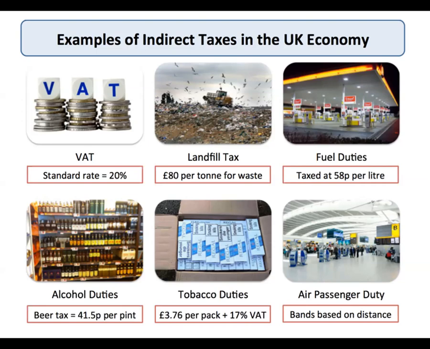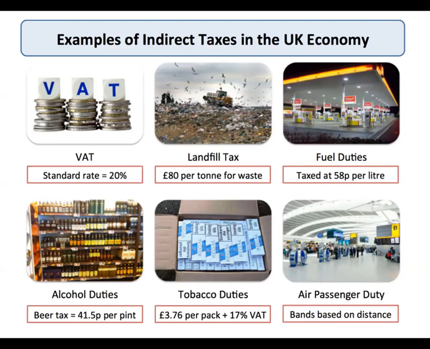If we look at alcohol duties, we've got a beer tax of 41.5 pence per pint. Think about, again, the negative impacts associated with drinking alcohol. Think about things like liver cancer, for example. It can lead to various forms of alcohol-fuelled violence, which obviously has negative impacts on third parties.